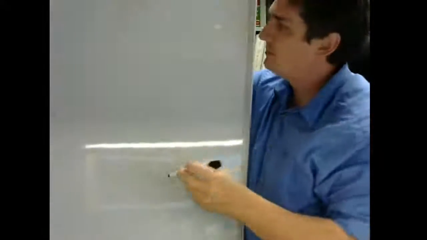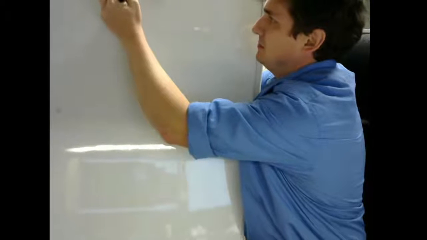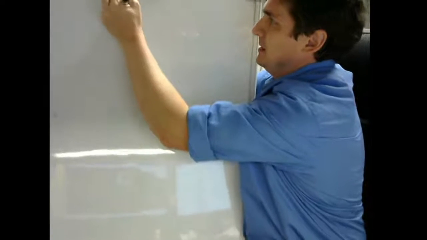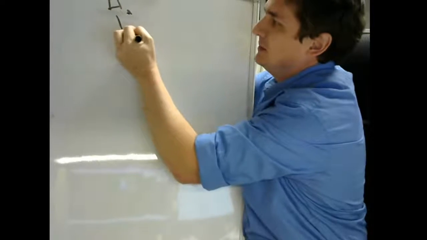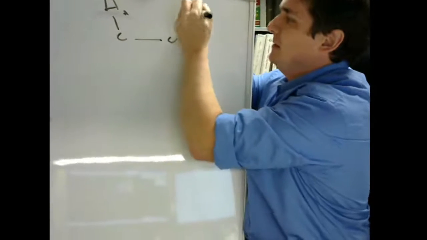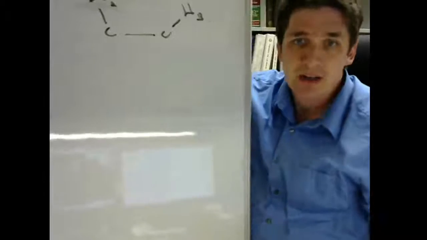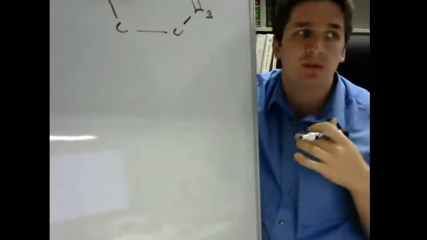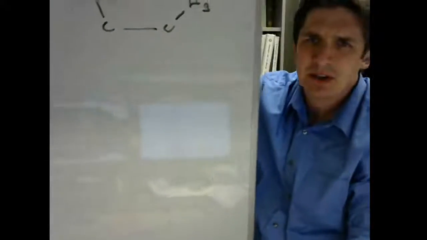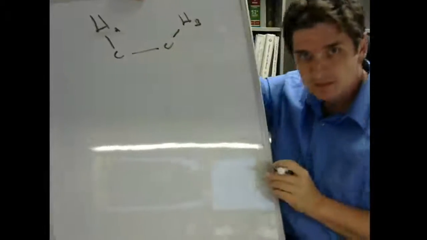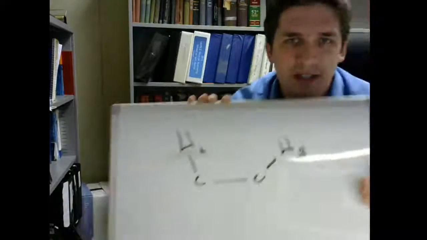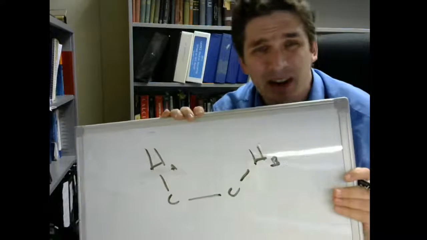So we have hydrogen atom A bound to some carbon, and hydrogen atom B bound to another carbon. They can have two spin states, so they can have clockwise and counterclockwise. Unfortunately, when people teach NMR, sometimes they try to teach this as spin up, spin down. That's not actually the right way to think about it.